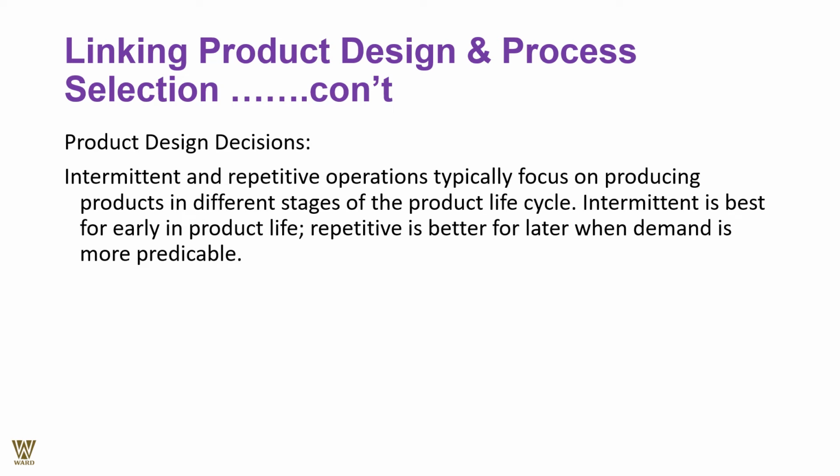In the repetitive and intermediate operations, typically we are producing products at different stages of the product life cycle. Intermediate is the best for the early product life cycle. Repetitive is better for later, when the demand is more predictable, when we are assured that there would be a demand for ice cream, for pizza, for clothes, for jewelry, and we are looking into it. If we can predict that on a large scale, definitely you should go for repetitive production.